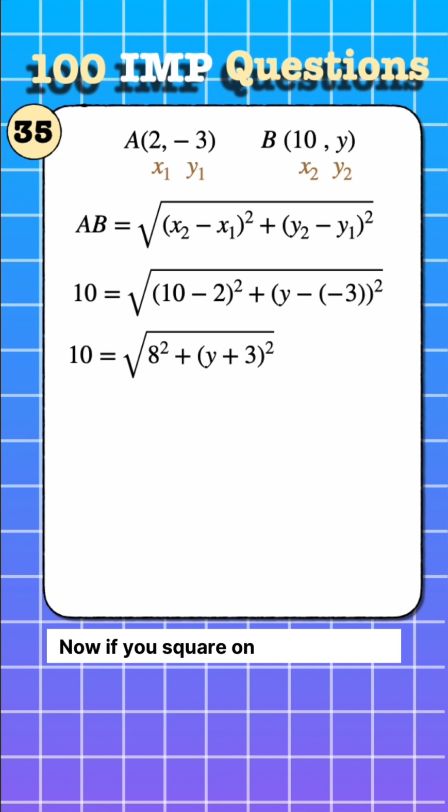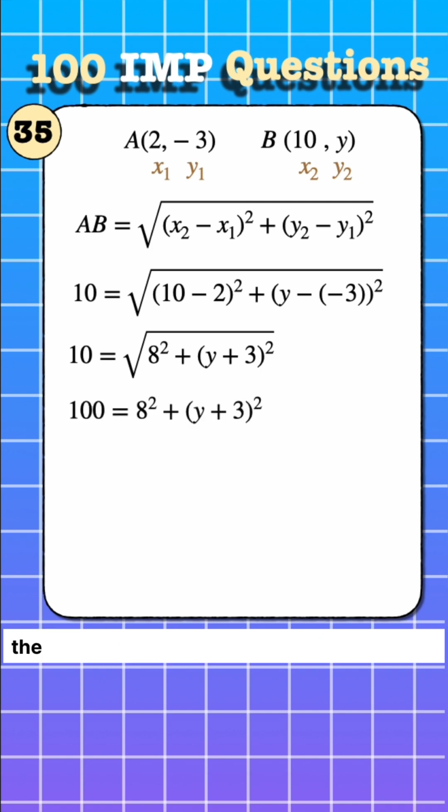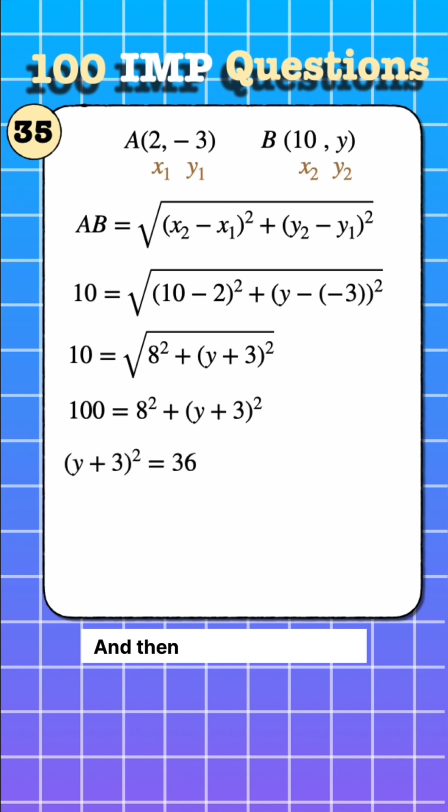Now if you square on both the sides, look at the left hand side, 10 square will be 100. On right hand side the square and square root will get cancelled. So you'll get 8 square plus y plus 3 bracket square. So 8 square will be 64, 64 will go on the left hand side, 100 minus 64 will give you 36. And then again you can take square root on both the sides.